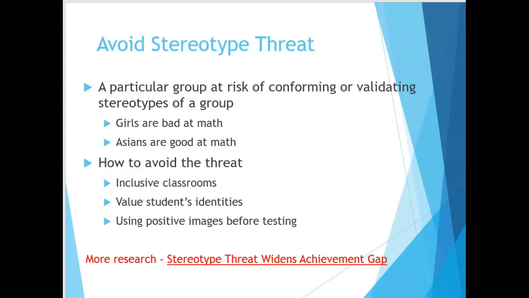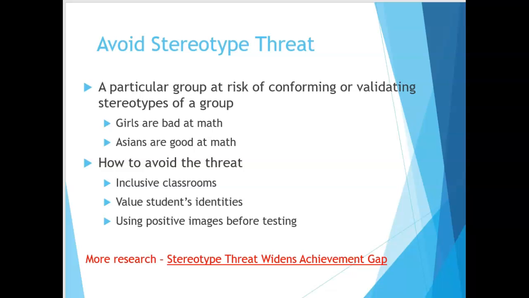Another great reason to use rubrics is to avoid stereotype threat. Just like confirmation bias, this is part of human nature even in open-minded individuals. Obvious examples are things like girls are bad at math and Asians are good at math. Psychological studies have shown that just mentioning stereotypes before an assessment can affect a student's results.